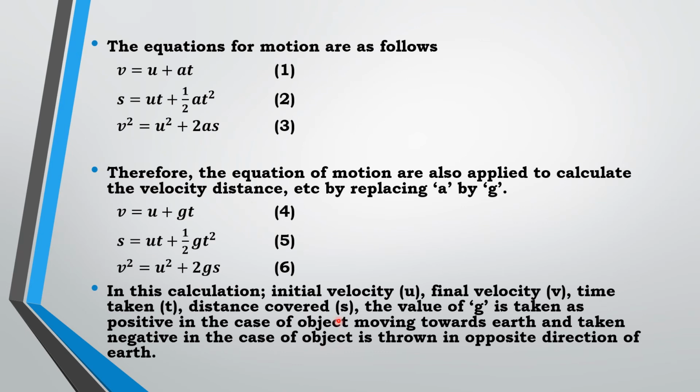In this equation, initial velocity is u, final velocity is v, time taken is t, distance covered is s, and the value of g is taken as positive in this case because the object is moving towards the earth, and taken negative in case the object is thrown in the opposite direction. So when we throw an object upwards, the value of g would become negative, and when it free falls on the surface of the earth, it would become positive.